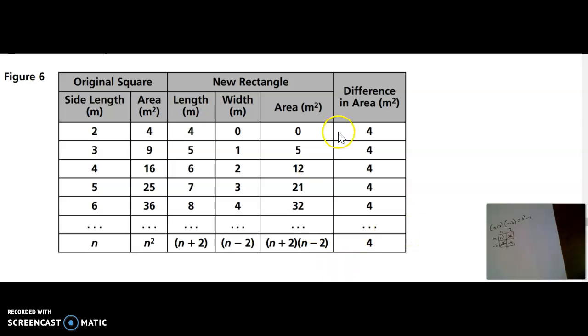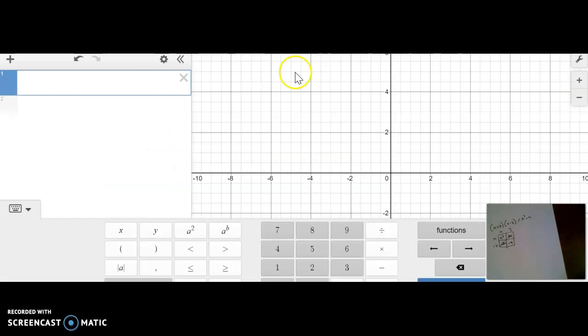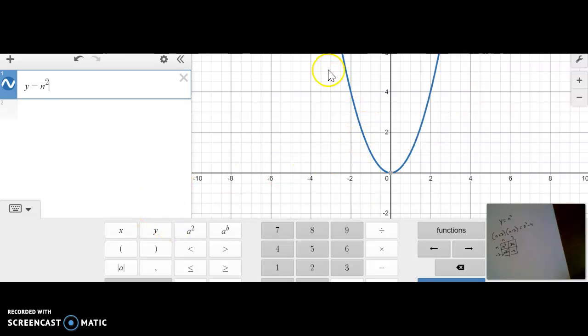Next thing I want to do is look at the graphs. This was part of letter C if you chose to do it or not. So if I write an equation, the first equation I'm going to do is for y equals n squared, which is going to be for the square that we had. So I'll type in y equals, and I'll just use n, and then open up the square, and you can see what the parabola looks like.